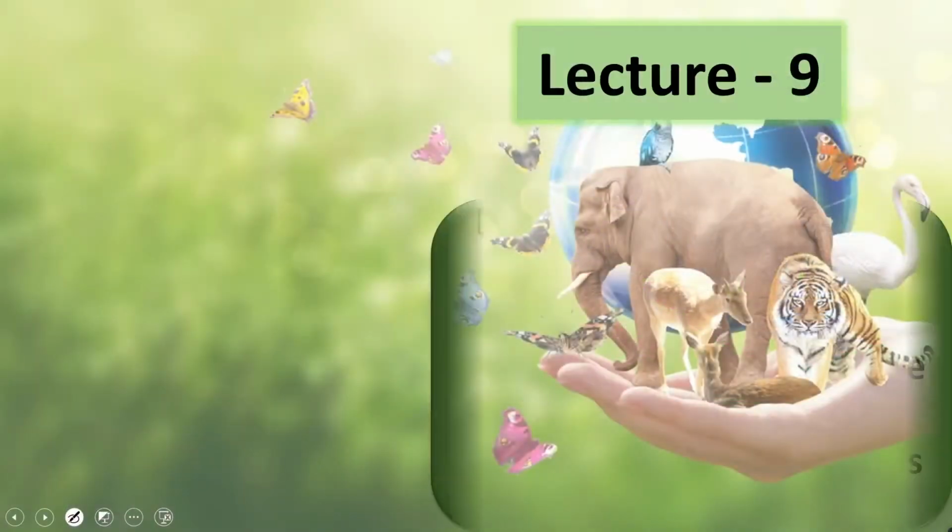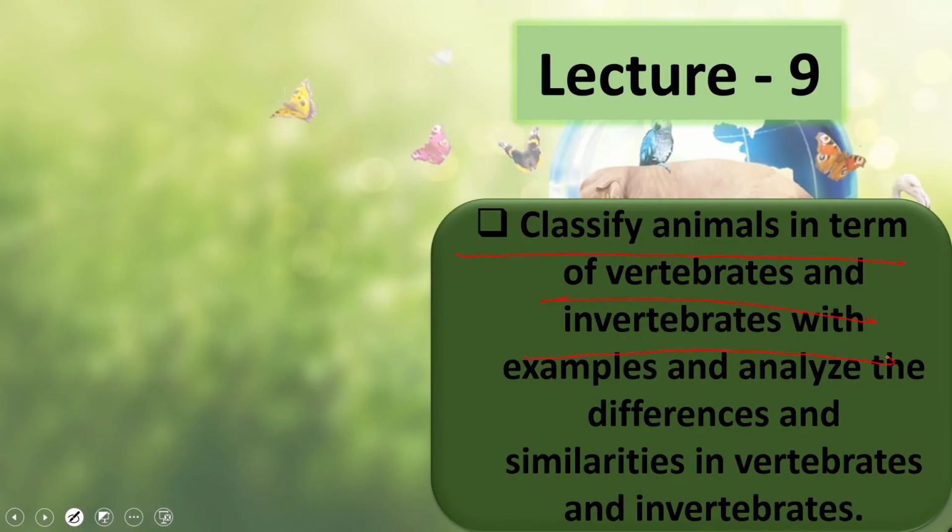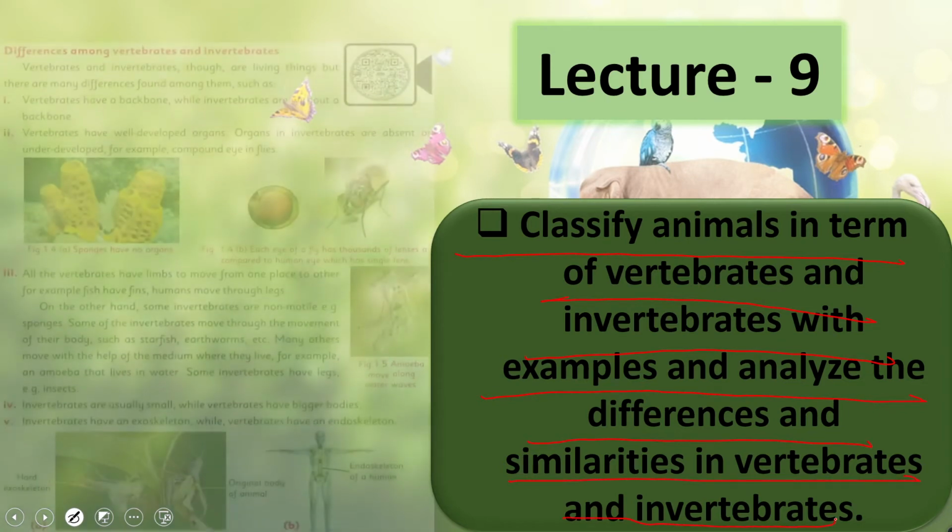And in lecture number 9, the students will be able to classify animals in terms of vertebrates and invertebrates with examples and analyze the differences and similarities in vertebrates and invertebrates.